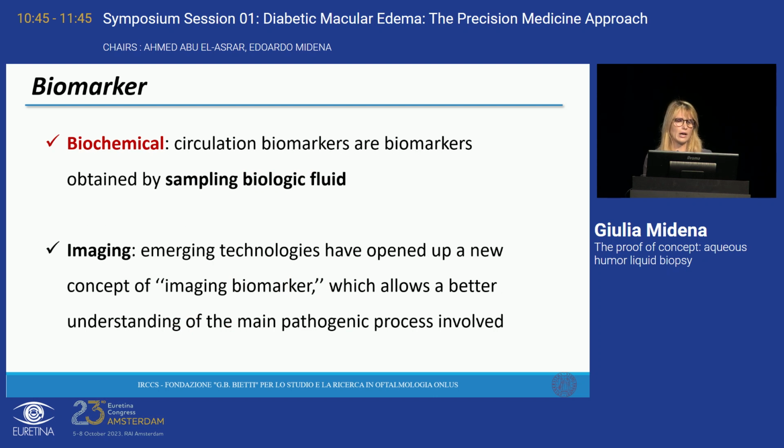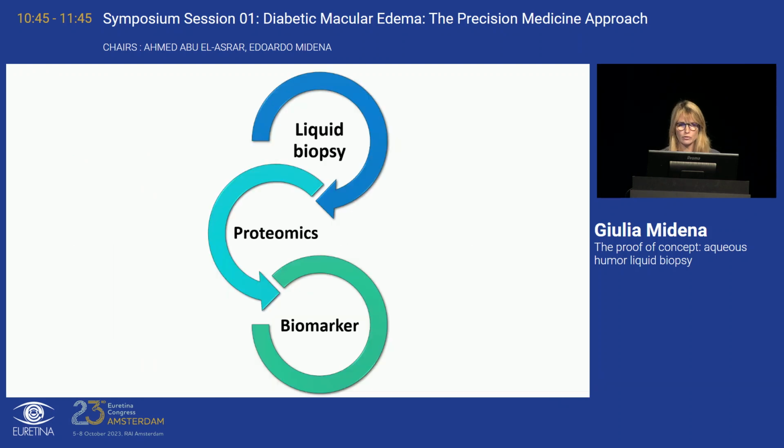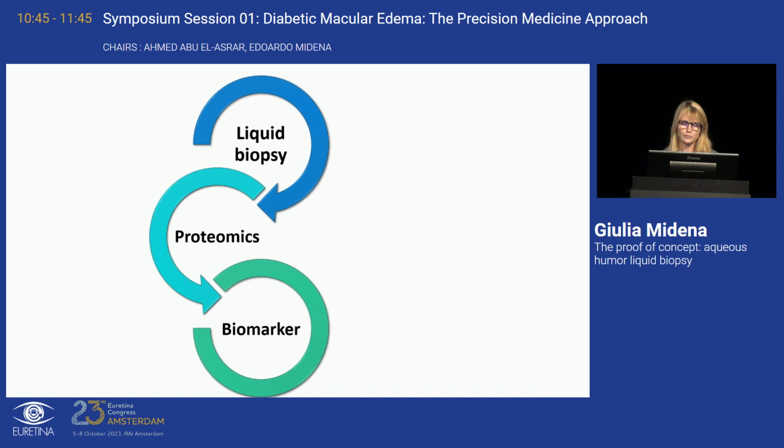Because we have different kinds of biomarkers. We know very well the imaging biomarkers that we can easily obtain with the emerging technologies, OCT, OCTA, but really important are the biochemical ones, particularly the circulating biomarkers, which are obtained by sampling biologic fluids. Therefore, there is a strict correlation between liquid biopsy, proteomics, and biomarkers.